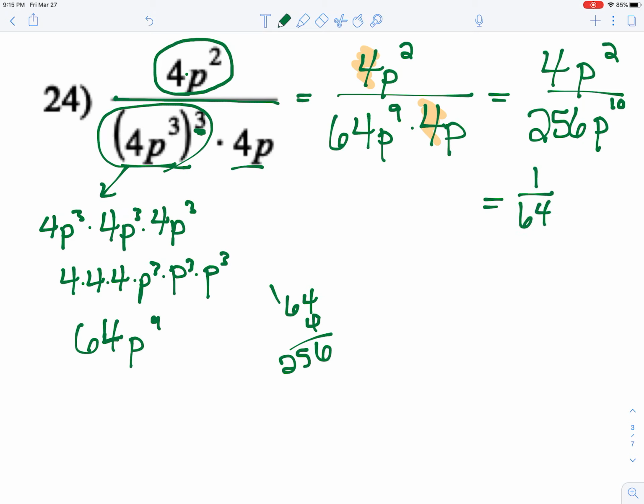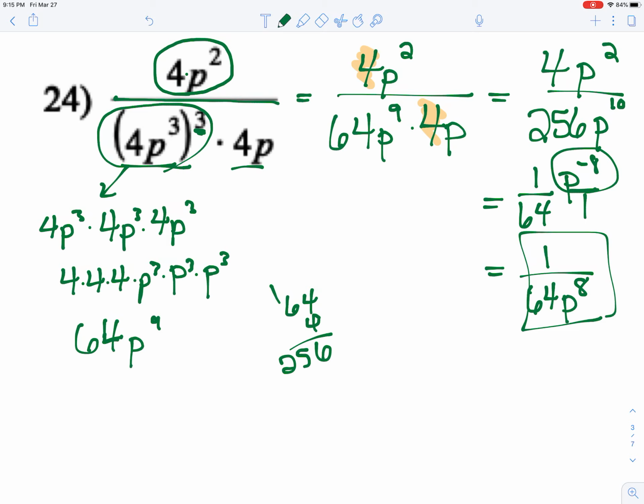P squared over p to the 10th is p to the negative 8. Now, if we want to express answers just in positive exponents, that negative 8 as an exponent in the numerator becomes a positive exponent in the denominator. So it would be 1 over 64p to the 8th.